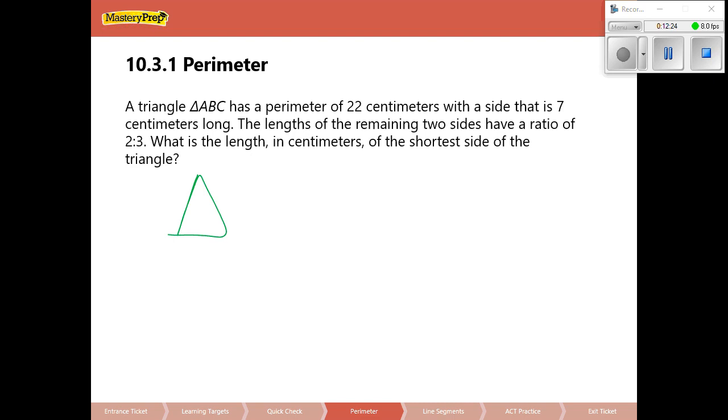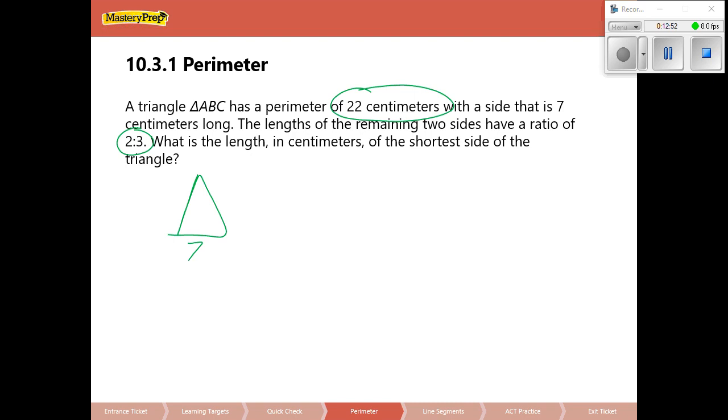A triangle has a perimeter of 22 centimeters. Okay, that's good to know. With a side that is 7 centimeters long. Okay, 7 centimeters long. The lengths of the remaining two sides have a ratio of 2 to 3. 2 to 3. What is the length in centimeters of the shorter side?